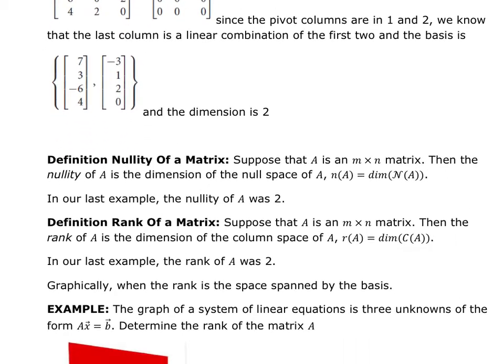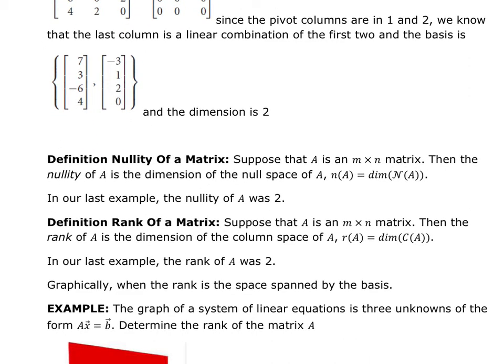Now let's define what the nullity of a matrix is. Basically, the nullity of a matrix is the dimension of the null space. In this example, it was 2. We have a nullity of 2. The rank of the matrix is the dimension of the column space, and that is, of course, the number of linearly independent vectors that I have. In our last example, our rank was 2. We had 2 linearly independent and 2 linearly dependent vectors.